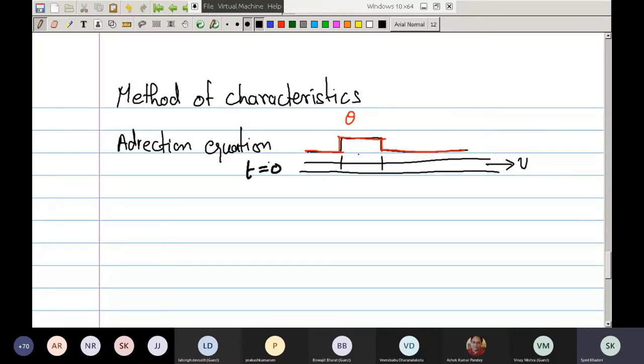Okay, but now what will happen after some time? Let's say after some time, time is equal to t1. What will happen is that water is flowing. I am saying the water is flowing. There is no heat conduction. We'll assume only water is flowing. So this profile will go to a new location. This curve, this profile, initially was here.